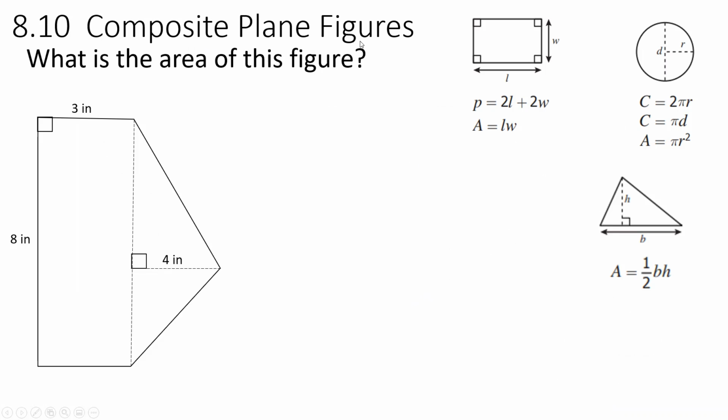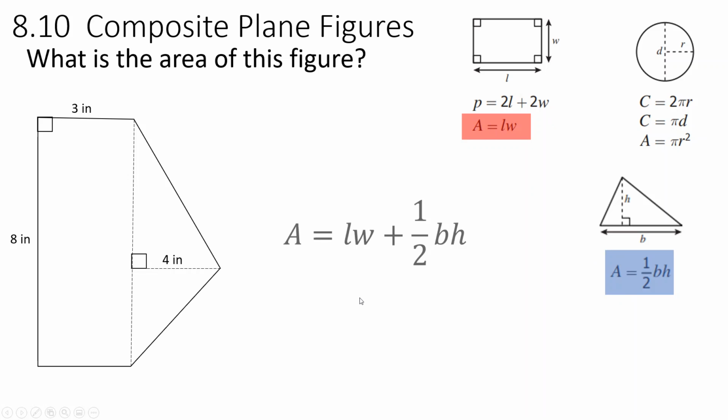Composite plane figures. What is the area of this figure? Hopefully you're seeing that this is a rectangle and a triangle put together. Those are the two formulas we're going to use. Area equals length times width. Length times width, 8 by 3. And then 1/2 BH is going to be 1/2 of 8 by 4.